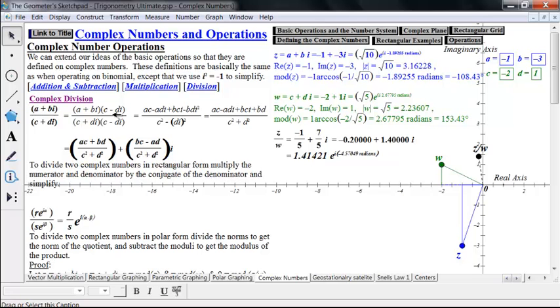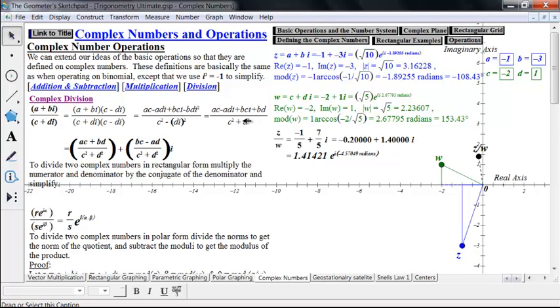Now, of course, in the top, you're going to use FOIL and multiply this out. a times c is ac. There's your F. Your O is minus adi. The inner product is bci. And then the last times last is minus bd i squared. Of course, i squared is -1, so this becomes plus bd.